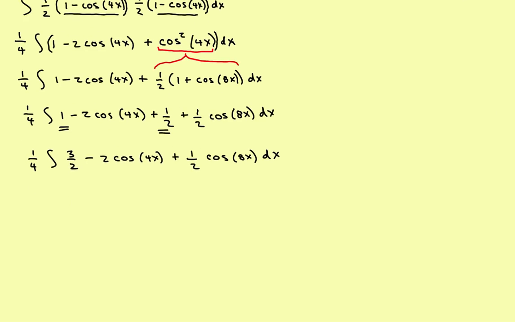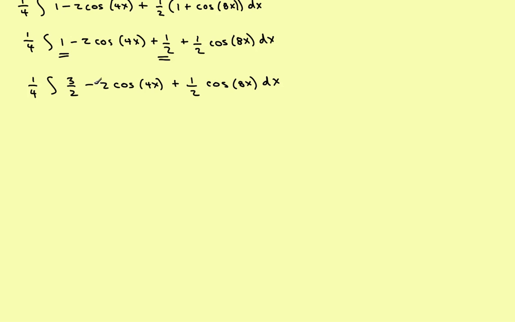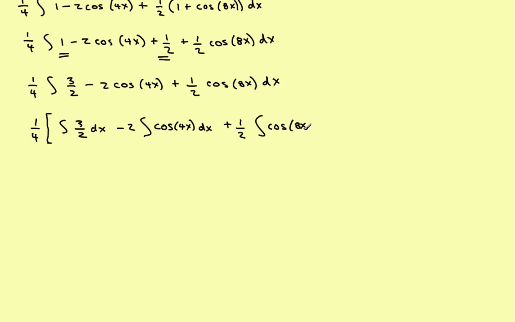Okay, now the next thing to do is this. Here you've got the integral of 3 separate parts. You can split each one of those up into 3 individual integrals, and that's what we'll do in this next step. So we'll make this be 1/4 of, now first of all, you've got this part, which would be the integral of 3/2 dx. Then you've got minus 2 times the integral of the cosine of 4x dx. And then finally you've got plus 1/2 times the integral of the cosine of 8x dx. And then we'll put brackets around the entire thing.